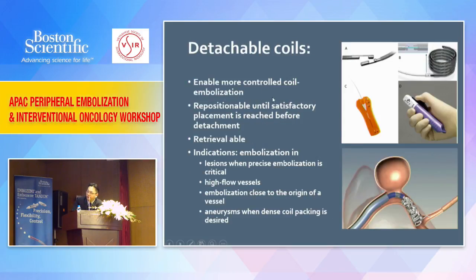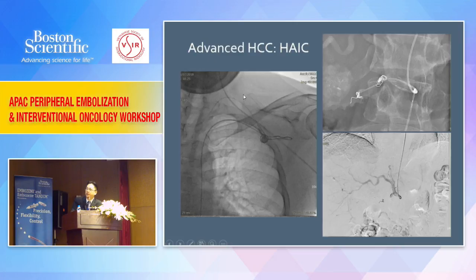Detachable coils enable more controlled coil embolization, and they are repositionable, which is very important until you are satisfied and reach a final location. You can do all kinds of manipulation techniques. And the indications are where precise embolization is critical, especially in high flow vessels, and embolization close to the origin of the vessels, like the gastroduodenal artery in the celiac, or the hepatic arterial infusion system, or in aneurysms where dense coil packing is desired. Okay, this is a patient with advanced HCC.